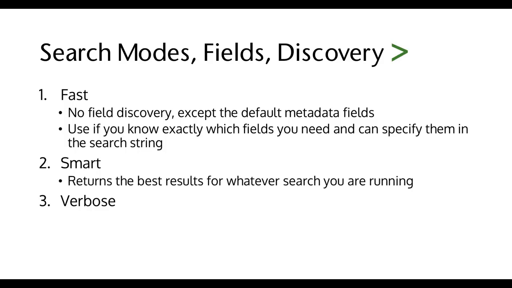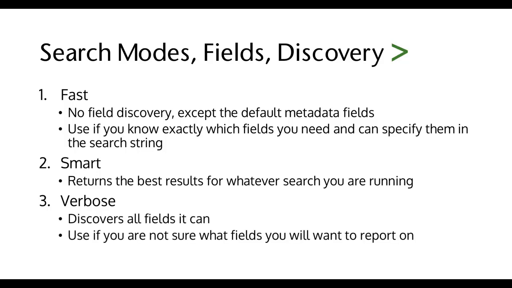Smart Mode attempts to return the best results for whatever search you're running. It attempts to detect and return interesting fields. And Verbose Mode uses the Splunk engine to detect and return all of the fields. Verbose Mode is slow, but it's useful if you're not sure what fields you will want to report on, if the data set is, for example, unfamiliar to you.